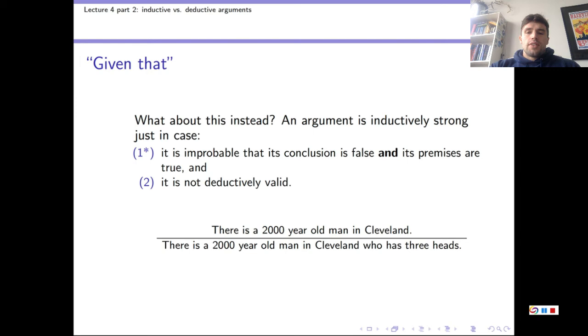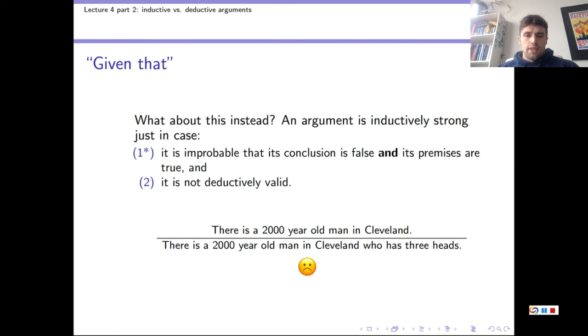Now, for the premises of this argument to be true and the conclusion to be false, there would have to be a 2,000-year-old man in Cleveland, and that's certainly improbable. So it's improbable that the premise of the argument is true and the conclusion is false, simply because it's improbable that the premise is true. But then by this new definition, condition 1 star up here, this argument would be inductively strong, which it certainly isn't.